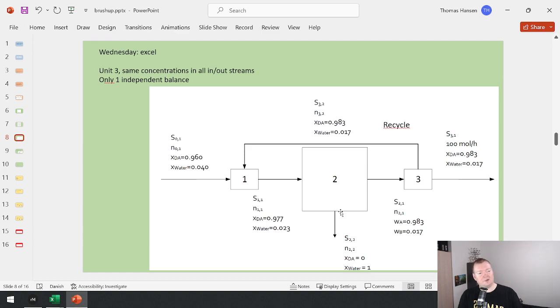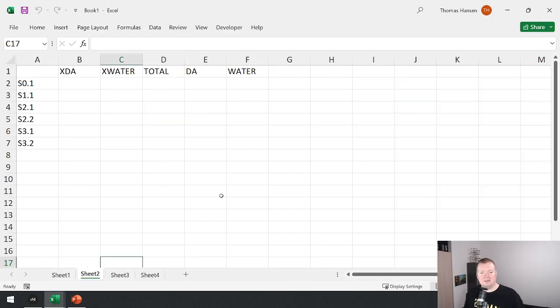We have a unit operation that removes some water. And then we have a split where we basically take this stream and split it into 2. These 3 streams all have the same concentrations. So we have to be careful of that when we are setting up our equations. But we're basically just gonna put that into Excel.